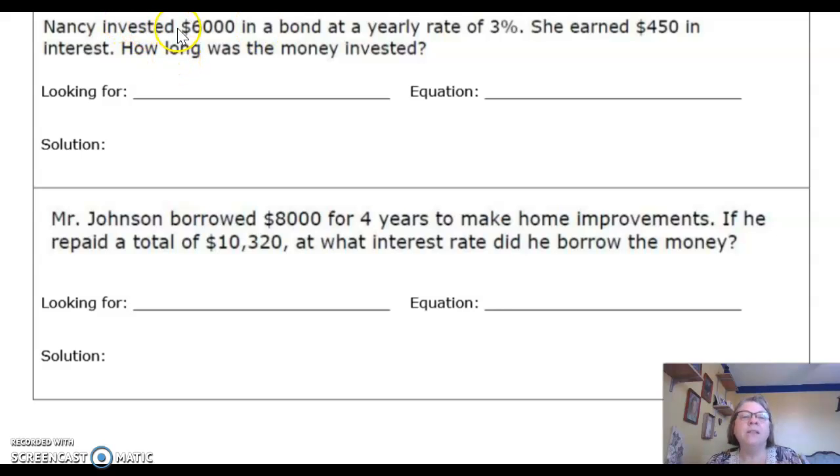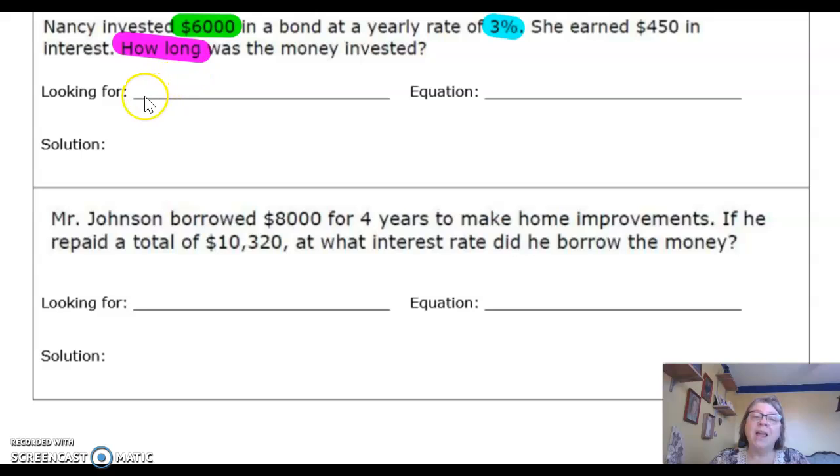All right, Nancy invested $6,000. That's my money, so that's going to be green. I'm going to look for my rate next, which is with the percent sign. So there's my 3%. And the last thing I'm going to look for is years. I don't see any years. So I look here and it says, oh, how long?